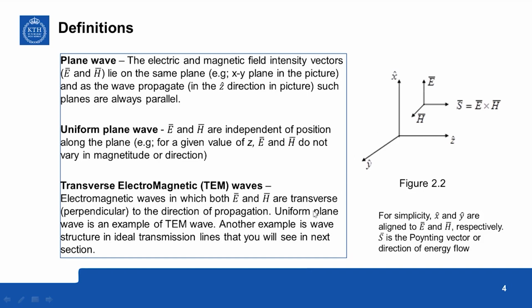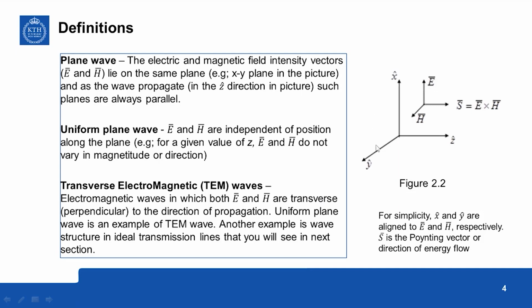Now, what is meant by a transverse electromagnetic wave? A uniform plane wave is a special case of a class of waves called transverse electromagnetic waves. It only means that the E vector and H vector lie in a plane that is perpendicular to the direction of propagation. Another example of a transverse electromagnetic wave is a transmission line, that is, two parallel wires or one wire above a ground plane. We will consider transmission lines in a later module.